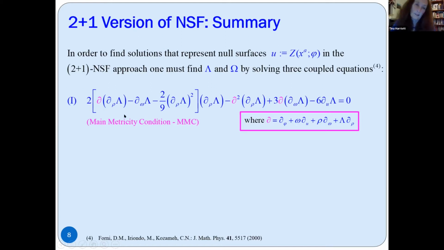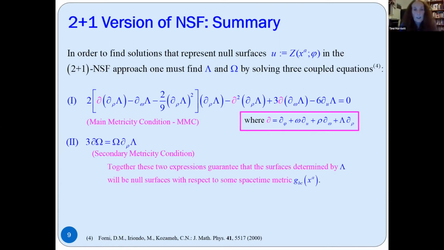You can see it's a rather nasty third order non-linear equation in lambda and the three intrinsic variables, where the operator del, shown in magenta, is given by this expression here when it acts on a function phi of the intrinsic variables and the parameter phi. The second equation introduces the function omega, and together these two equations guarantee that the surfaces determined by lambda will indeed be null, as is required, with respect to some space-time metric. And of course, once one has lambda, you can in principle integrate three times to recover the null surface itself.